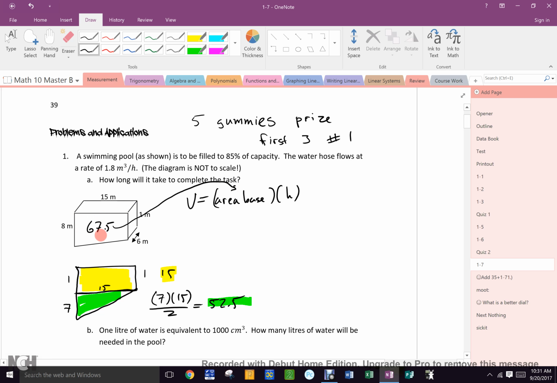Yeah, because that shape repeats, doesn't it? How many times does it repeat? 6. And that gives you an answer of 405 meters cubed, doesn't it? Everybody okay with that? It's just a prism, right?